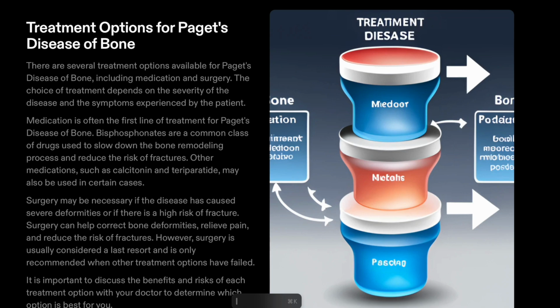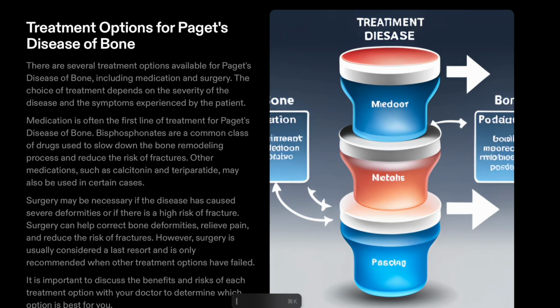Surgery may be necessary if the disease has caused severe deformities or if there is a high risk of fracture. Surgery can help correct bone deformities, relieve pain, and reduce the risk of fractures. However, surgery is usually considered a last resort and is only recommended when other treatment options have failed. It's important to discuss the benefits and risks of each treatment option with your doctor to determine which option is best for you.